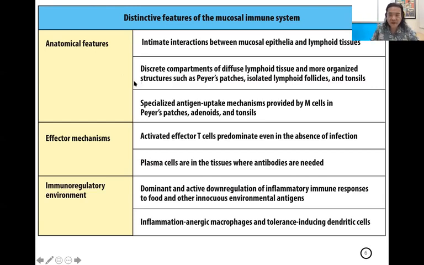There are discrete compartments of diffuse, spread out lymphoid tissue, as well as little organized structures like the Peyer's patches, right? Or things like tonsils. We talked about that. That's another specialized anatomical feature as part of your mucosal immunity.